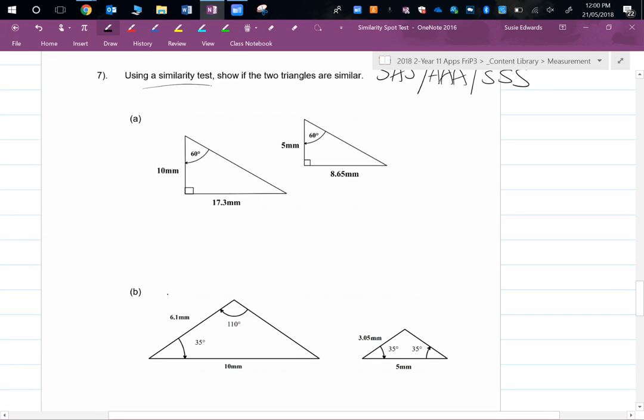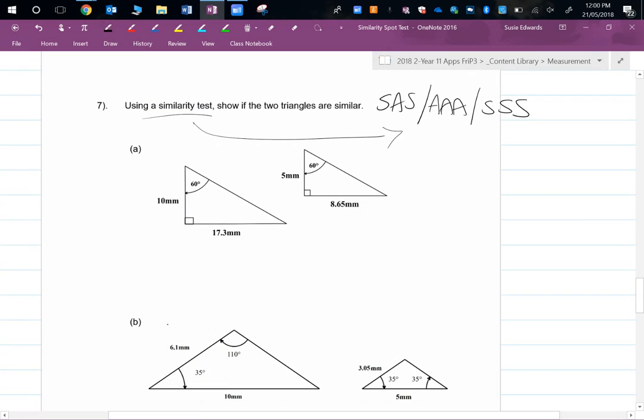As soon as you see similarity tests, I want you to think about these 3 tests. They're the 3 things you can use. Now, in this question, which is very different to your test, in your test you would be given letters at each end so that you can prove it. If it says use a similarity test, it means you need to prove that they're similar.